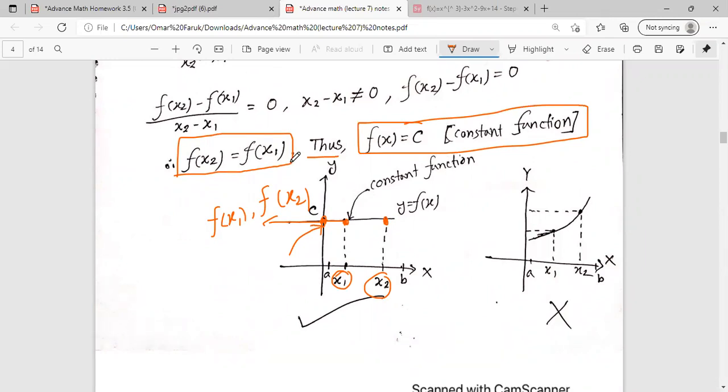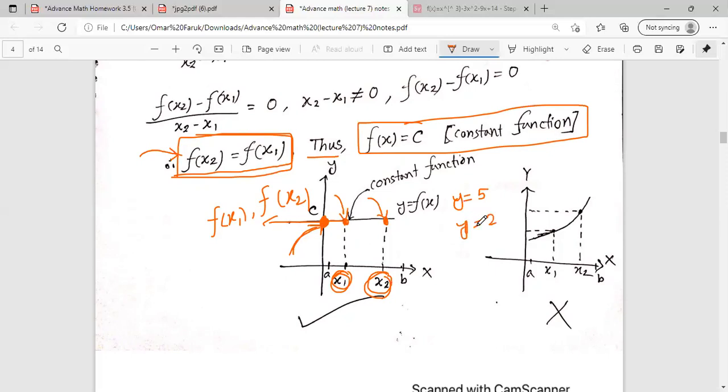So you can see f(x2) is equal to f(x1). That means here is our x1 and here is x2, but their function value is the same. Like you can see here, here is f(x1) and here is f(x2). So their y value is the same at this point. So that's why this function is a constant function. A constant function looks like y equals 5, okay? y equals 2, like this way.